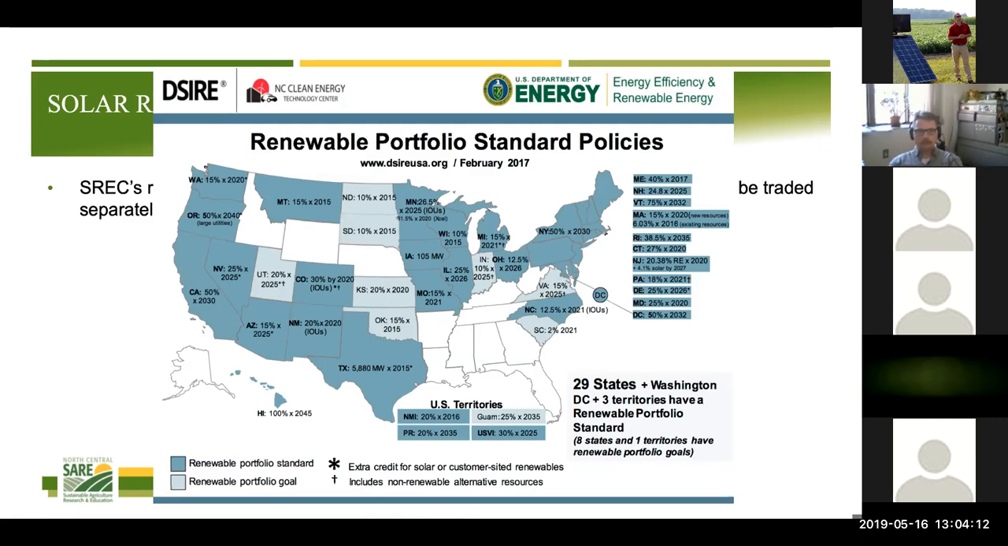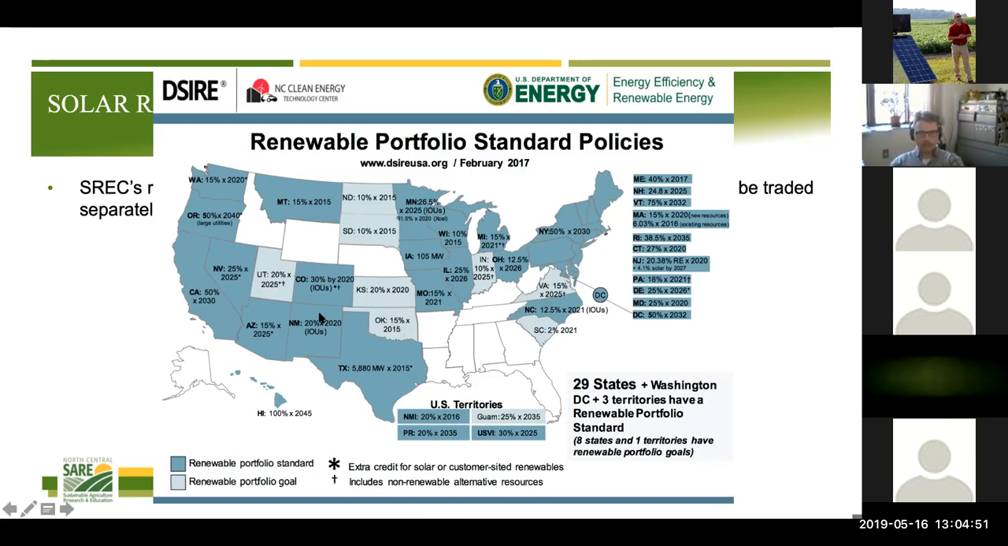The video talked about how, in markets where states have renewable portfolio standards, solar renewable energy credits are a means of tracking compliance with those standards. This map shows which states currently have RPS, or renewable portfolio standards, and are then likely to have some form of an SREC program. You can see there are 29 states plus DC, and an additional 8 states with renewable portfolio goals, highlighted in the lighter blue.